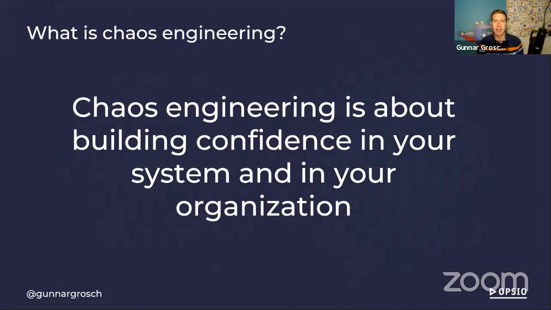And chaos engineering is also about building confidence in your system and in your organization. So when we do these experiments and we find weaknesses, we can build confidence in how the system works and how the system is supposed to work. But we also build confidence in the organization. Building a resilient system means that we need to have people that are able to operate that resilient system. And by building confidence in the organization, we gain trust in the organization, the people, and the system. So when we perform experiments, we will learn new things about our application.